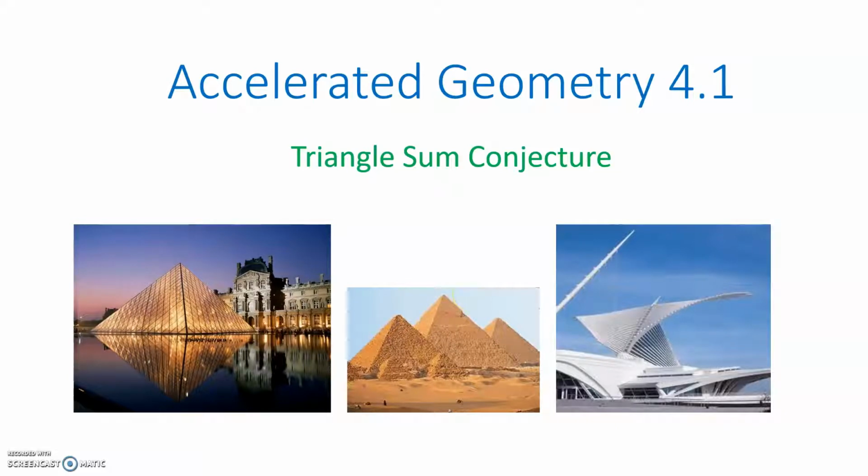This is Accelerated Geometry, Section 4.1. The topic is Triangle Sum Conjecture. So I have pictures here of some triangles. On the left is a picture of the Louvre. In the center, in Egypt, the pyramids. And on the right-hand side, the Calatrava Museum of Art in Milwaukee.